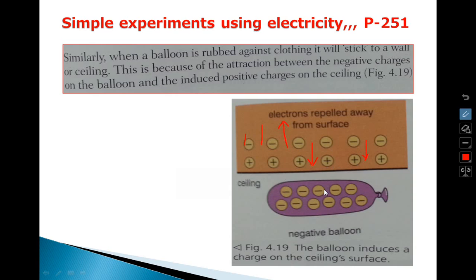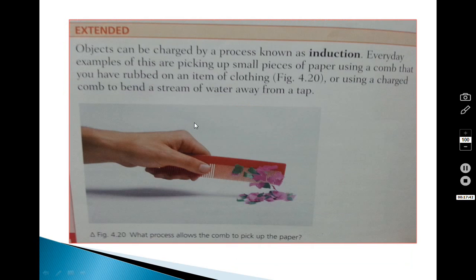So this is because of the attraction between the negative charges on the balloon and induced positive charge on the ceiling. So we will go through another experiment, the last one. The last one here is: any object can be charged by a process known as what? Induction. So what's induction? Any object can be charged, positive or negative, by a process known as induction.